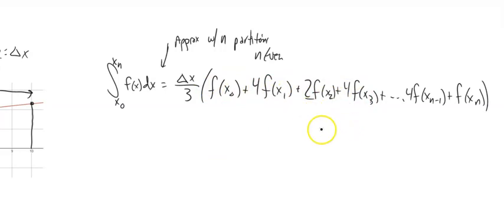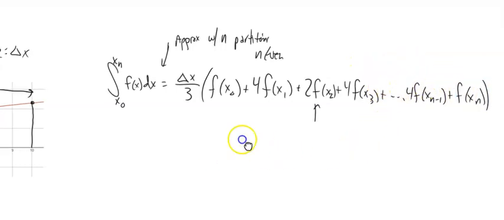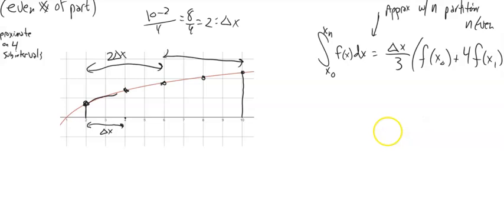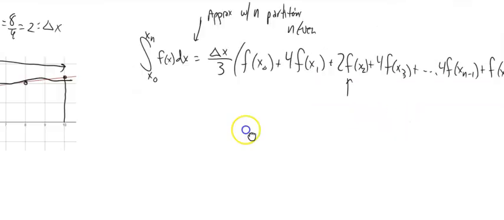And what I want you to notice is that it's funny that it goes 1, 4, 2, 4, 2, 4, 2, 4, 2, then back to 1. But what's going on is, remember, in the picture I drew, those three points, this point is repeated. So it's actually going 1, 4, 1, but then this gets repeated. 1, 4, 1, and so on. So this gets done twice.